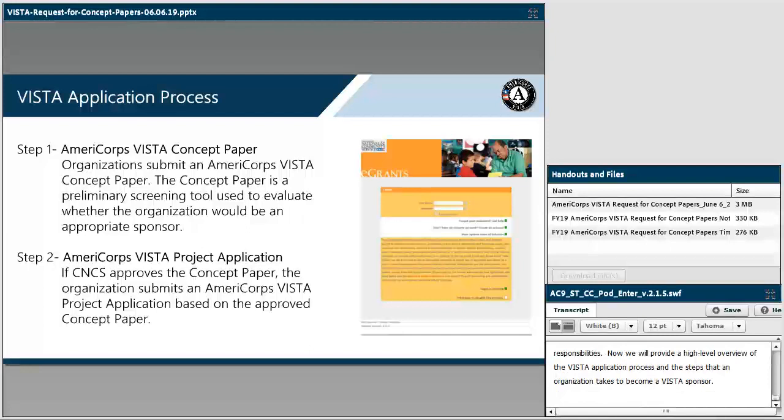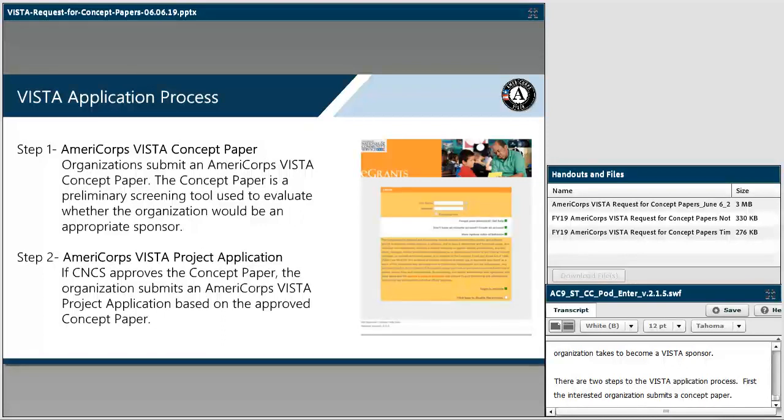There are two steps to the VISTA application process. First, the interested organization submits a concept paper. CNCS reviews the concept paper to gain a better understanding of the proposed project and to determine if the activities and the organizations are in alignment with VISTA programming priorities. The concept paper submission deadline for the fourth quarter of this year is July 1st. I will review the entire timeline in just a few minutes.